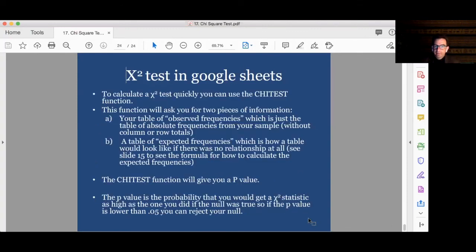To calculate a chi-square test quickly, you can use this CHITEST function, and you only need two pieces of information, the observed frequencies and the expected frequencies. And this CHITEST will give you a p-value. It won't give you a chi-square statistic. It will give you the p-value, which is the probability that you would get a chi-square statistic as high as the one you did if the null is true. So when you're using the CHITEST function, if your p-value is lower than 5%, you reject the null.